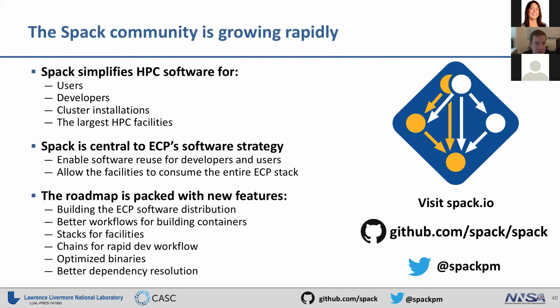It's central to ECP's software strategy now. It's sort of the de facto software deployment tool. And we're working on building an ecosystem around that where it'll be much easier to install software on DOE HPC machines. And we have a lot of new things on the roadmap. So hopefully those are interesting to you all, and that they would help the Champions community as well.